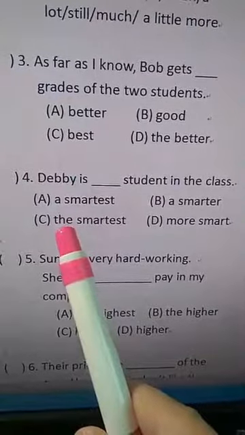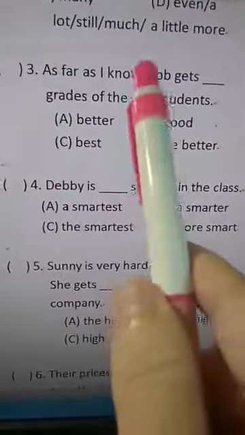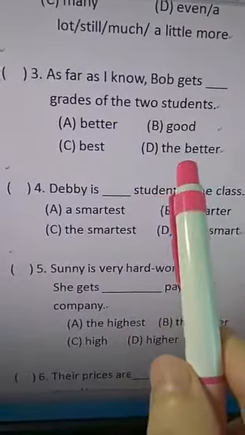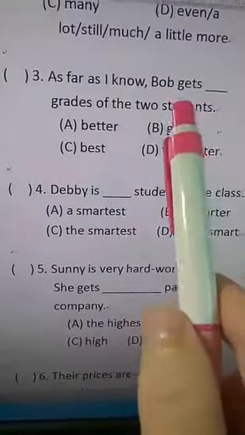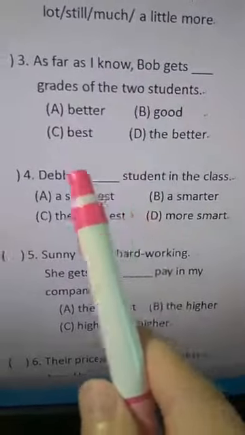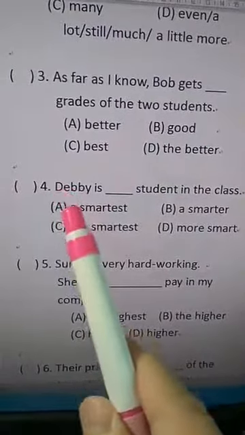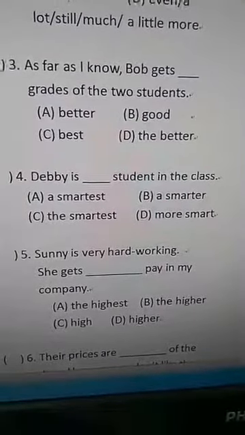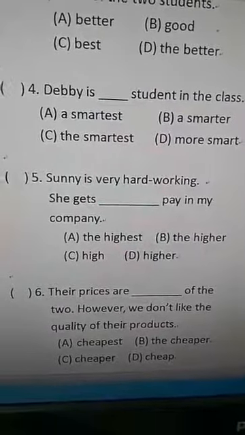Whenever you use "the," that means the subject is the only one. Like number 3, that's the same. Bob is the only one. He is the best here, because there are only 2 things for comparing. So number 4, you should choose C. We never use "a" here. So that's the rule for the superlative form. Okay, you're so smart. Lots of people get the correct answer. I'm so proud of you.